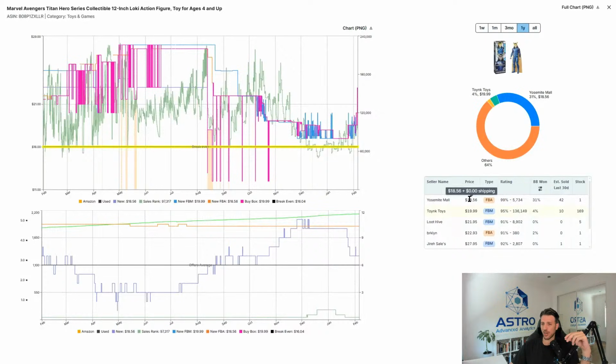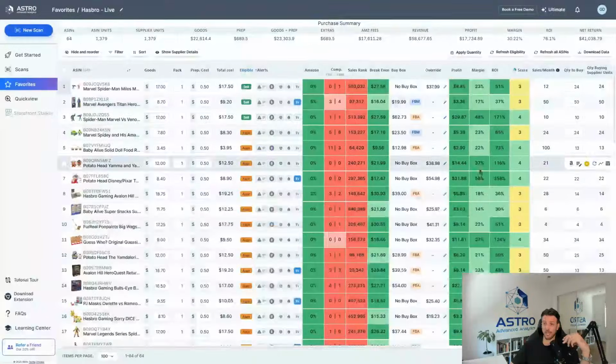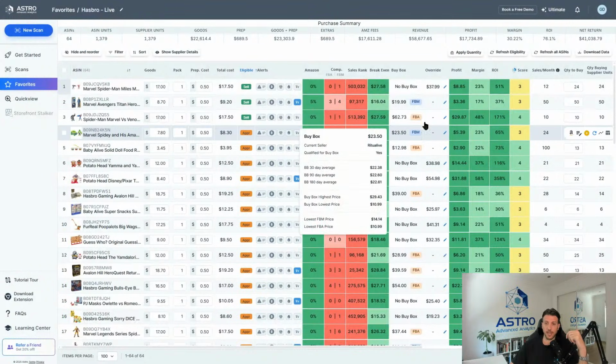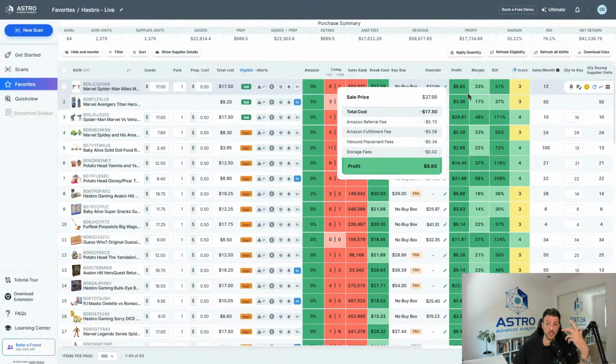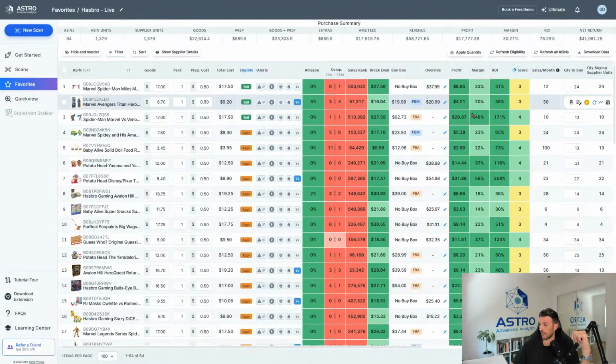So you can either consider $18.56, or let's just check out the FBA sellers. There's 18, 22.93, and 24.99. Me personally, if I was selling this product, I'd probably price it at $20.99. I like to come in on these FBM listings, below the lowest FBA seller. It's still going to be quite profitable at that number.